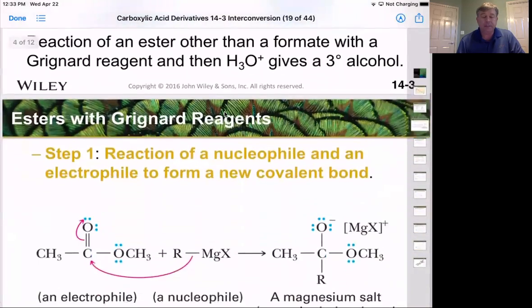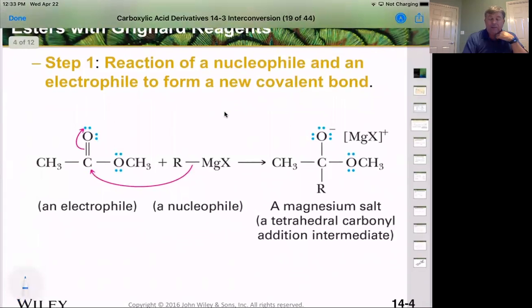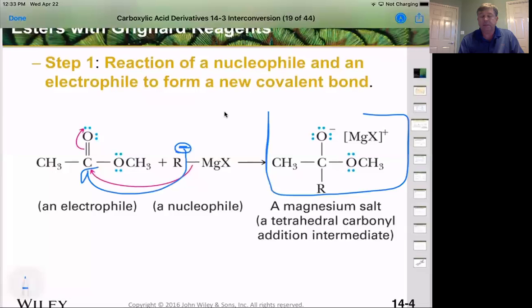Okay, so let's look at the mechanism. The first step of our mechanism is the idea that we have this nice polarized bond and we have this negative charge on the carbon here. So it's going to do what it wants to do and attack the partially positive carbon of the carbonyl. That's going to give us this nice intermediate species as the magnesium salt.